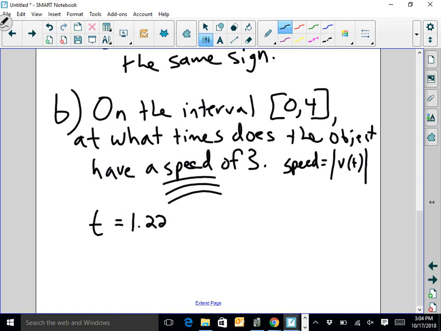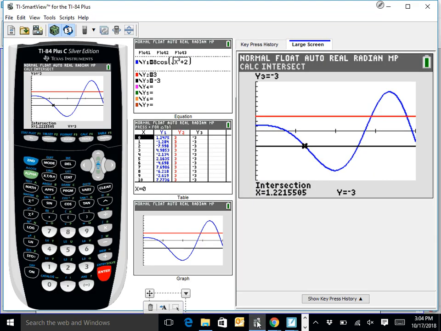Okay, that's the first one. Let's go back to my graph and find the other 3. Okay, so again, I'll do second calc 5 for intersection. I just need to arrow myself over closer to that other intersection on the -3 line. As you're watching this video, go ahead and try it by yourself. Try it on your own calculator. So we got another one at 2.558. So let's go back and report that one.